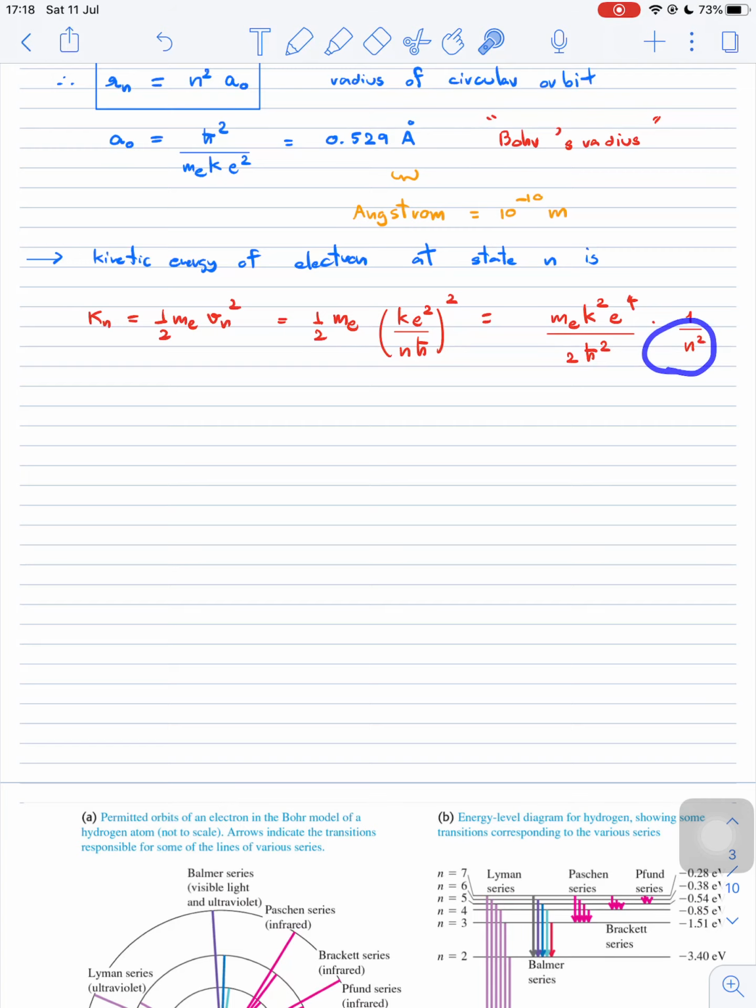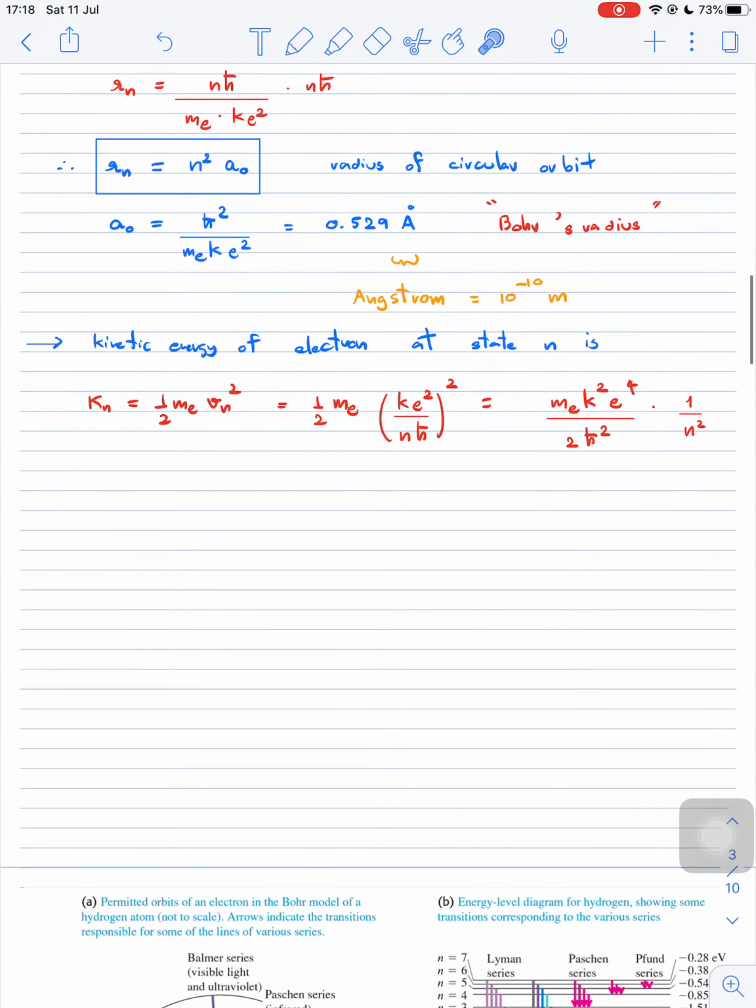For larger n, meaning for a larger radius of the orbit, the kinetic energy of the electron will decrease.